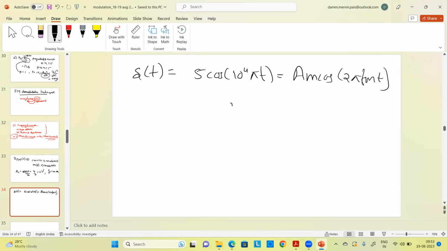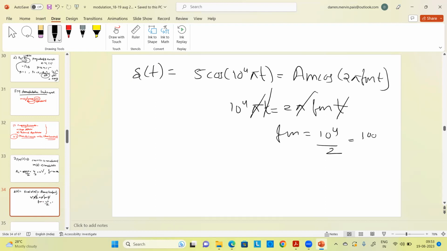So 10 raised to 4 pi is equal to 2 pi fm t. Pi gets cancelled, t gets cancelled. fm is equal to 10 raised to 4 upon 2. So it's 5 times 10 to the power 3, isn't it? Can I write it like this? Yes, you can do it.